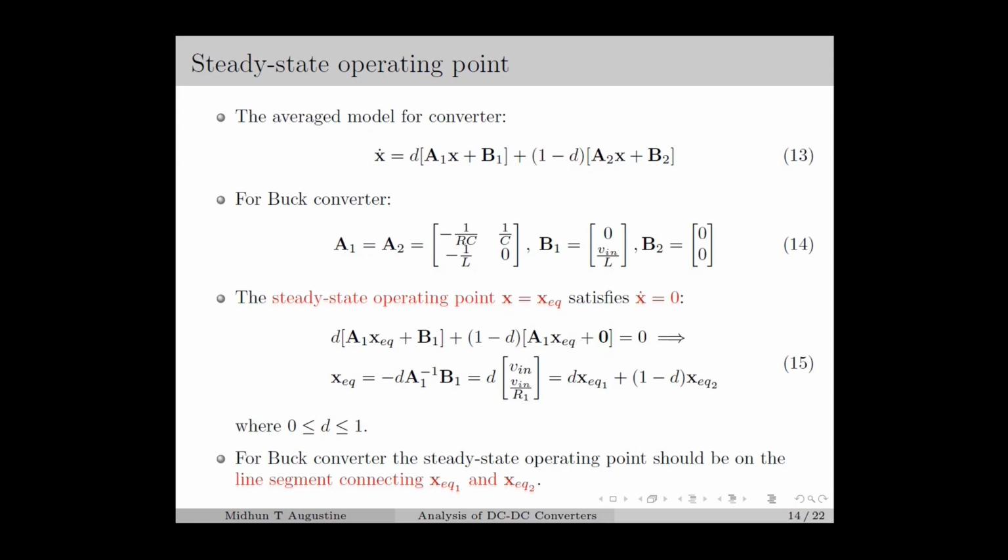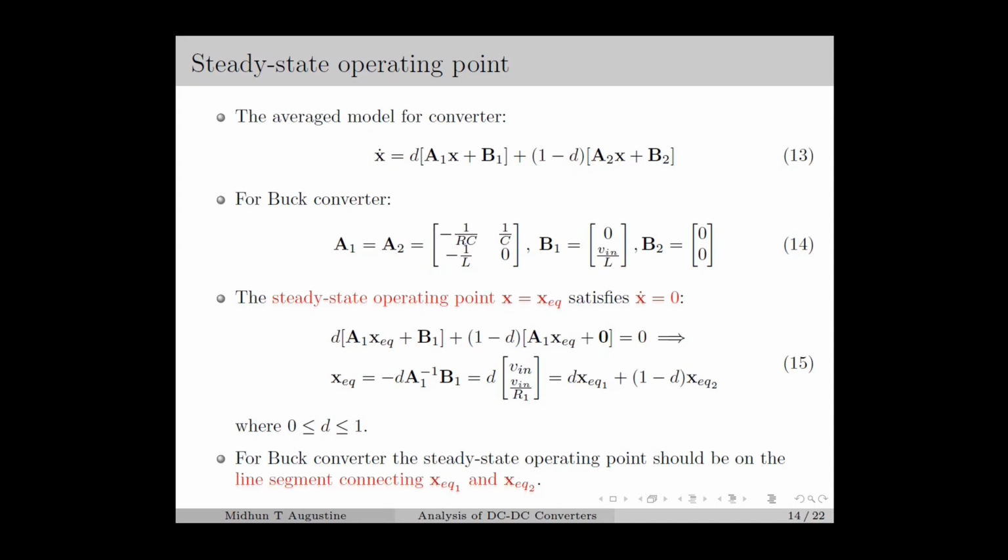for the buck converter, and this gives xeq as d into xeq1 plus 1 minus d into xeq2, where d is the duty ratio of the converter, which takes a value between 0 and 1. We have d into xeq1 plus 1 minus d into xeq2 will be a convex combination of xeq1 and xeq2. This implies that for the buck converter, all the points in the line segment connecting xeq1 and xeq2 can be considered as steady state operating points.